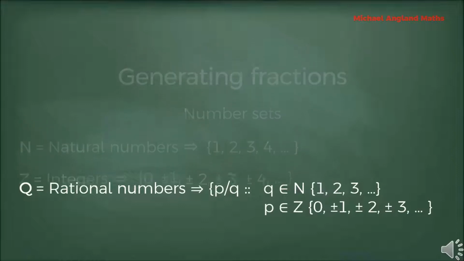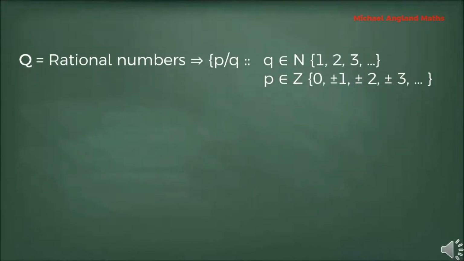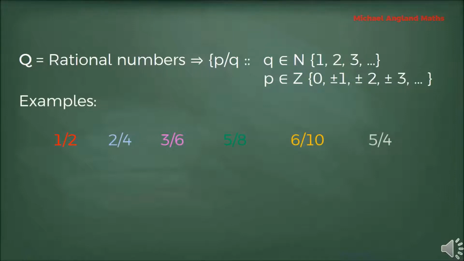Now, we want to concentrate once more on that third set, the rationals, because this is where our fractions were generated from, using the representation of P on Q. So let's have a look at some examples of the rationals. 1 over 2, 2 over 4, 3 over 6, 5 over 8, 6 over 10, and 5 over 4. All of these are examples of rational representations or fractions.